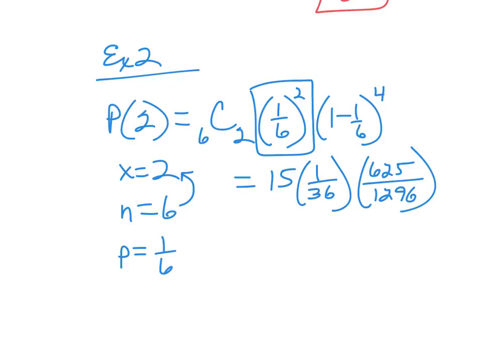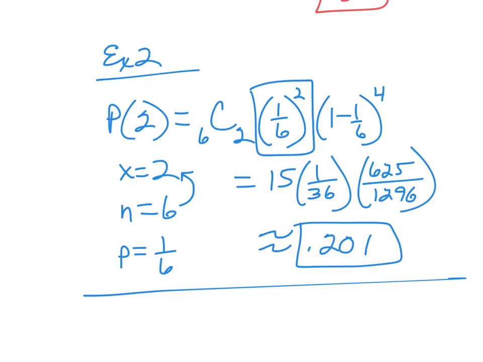And if you multiply those three together and convert to a decimal, you're going to get approximately 0.201. So if you roll a die 6 times, your probability of getting exactly 2 5s is right at 0.2, and 0.2 is equal to 1/5. So it's right at a 1 out of 5 probability. So really that problem wasn't much different than the last problem. We're just using a die instead of a coin.